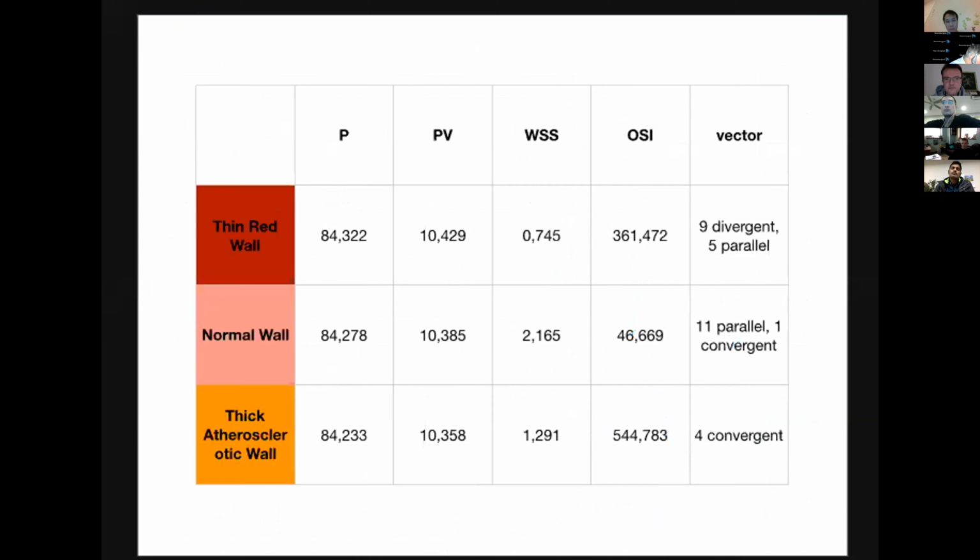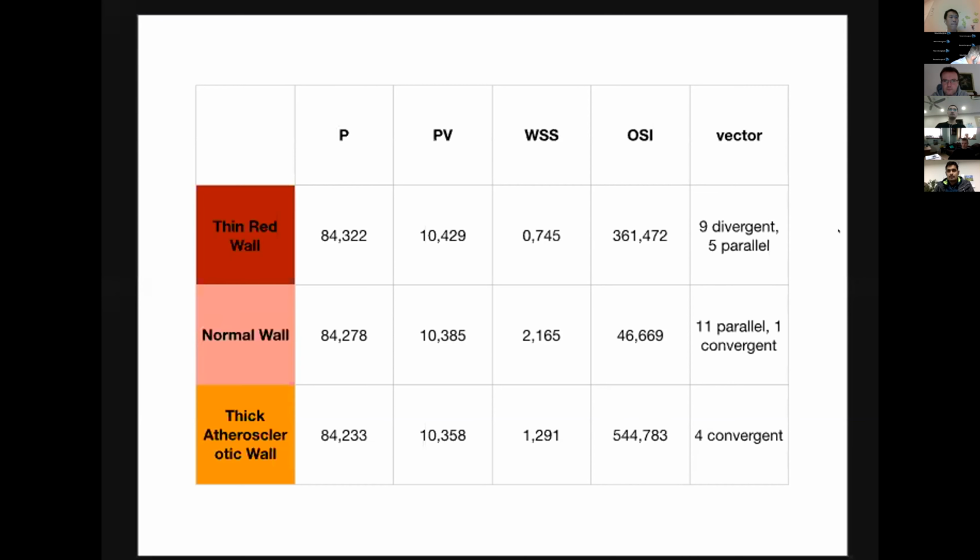And we can see here the average of the parameters collected for each kind of wall. We can see that thin red wall has a higher pressure and pressure variation and lower WSS. We can see also that the thick atherosclerotic wall has the higher medium value of OS index and a different pattern of vector diversification for each group.